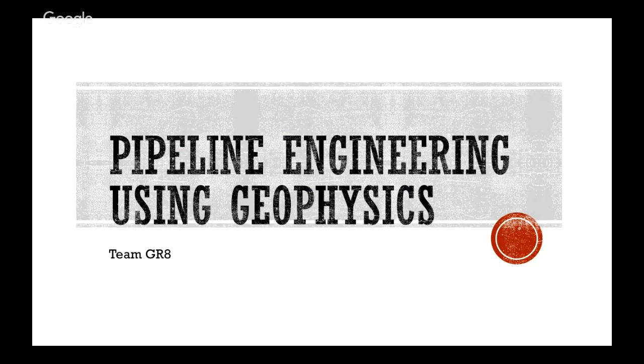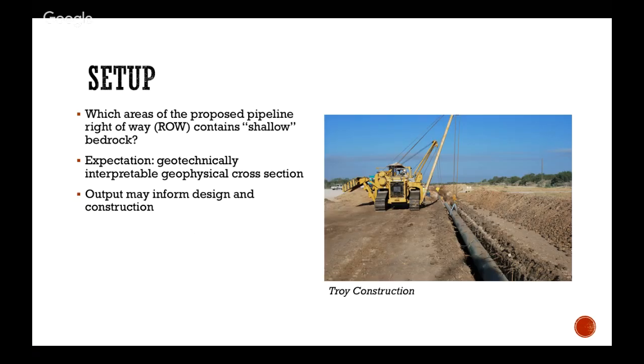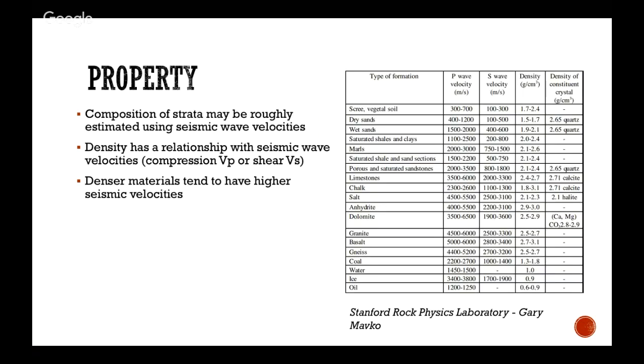So go ahead. We are team 8, and we decided to do a project on geotechnical engineering of pipelines, and we chose to use seismic. Basically, when installing a pipeline, it is best to avoid bedrock in terms of project cost and timeline. Our main question is, where is the shallow bedrock located along the pipeline pathway? The physical property we're going to use is seismic velocity, and also looking at the relationship between seismic velocity and density. In general, the denser the material, the higher the seismic velocity.